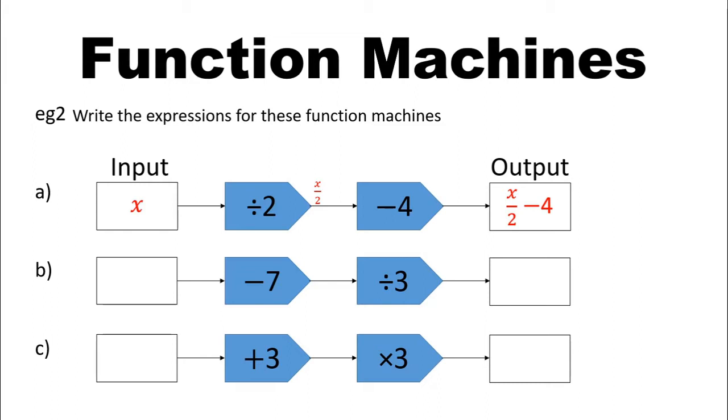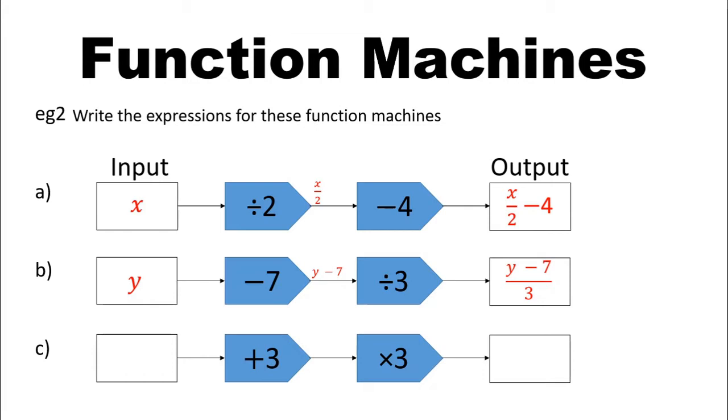Let's try it with example B. Again, I'm trying to write an expression, so I'll input some variable, some letter. Let's try y. And I'll perform these operations on that variable. I want to subtract 7 from y, so y minus 7. And then I want to divide this answer by 3. Now using a fraction for that should make this a lot clearer. I'll do y minus 7 and divide that answer by 3. So y minus 7 over 3.